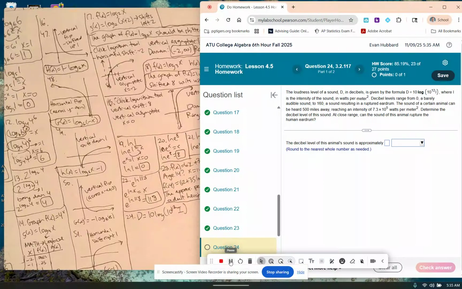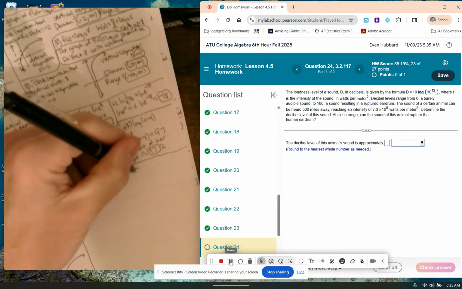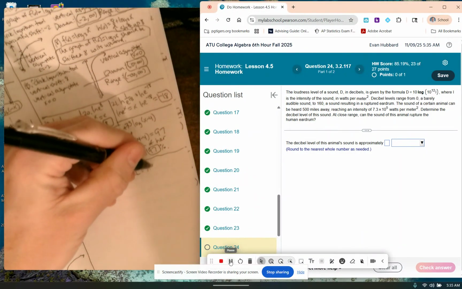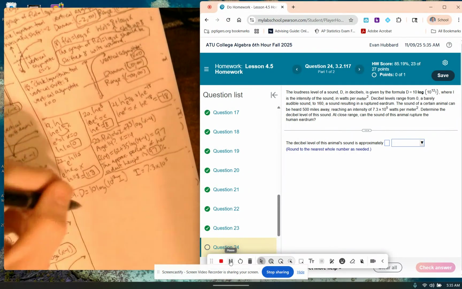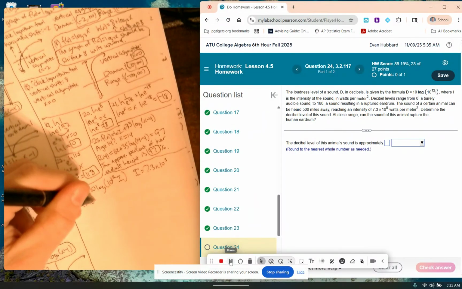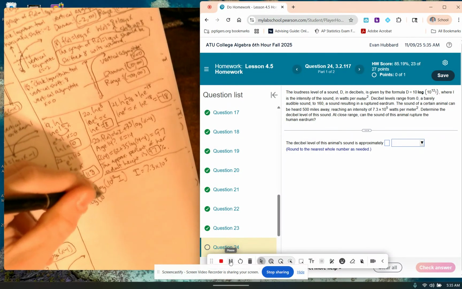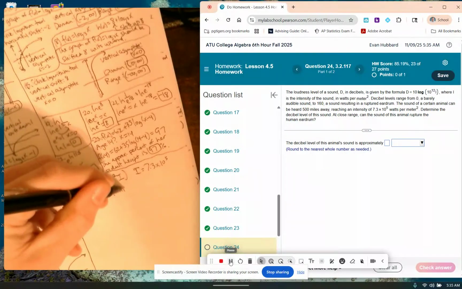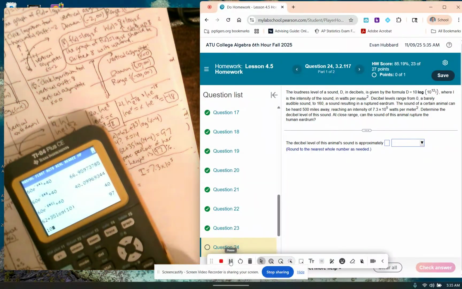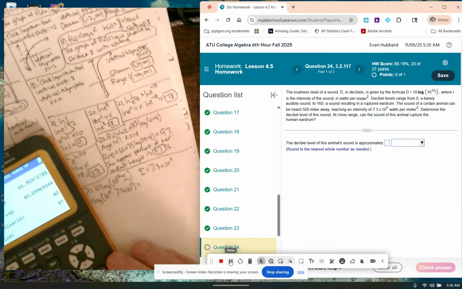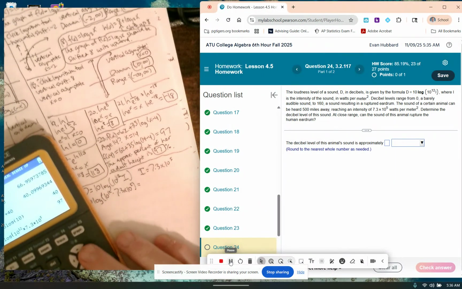So I've got the intensity equal to 7.3 times 10 to the 5th. Determine the decibel level at that. So I'm going to do D equals 10 times log of 10 to the 12th times 7.3 times 10 to the 5th. And so it'd be 178.